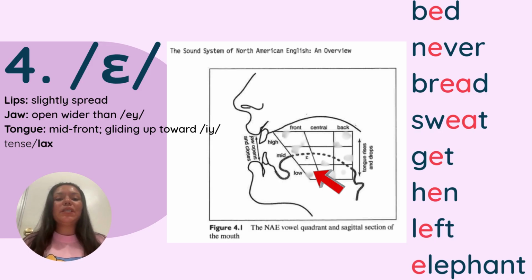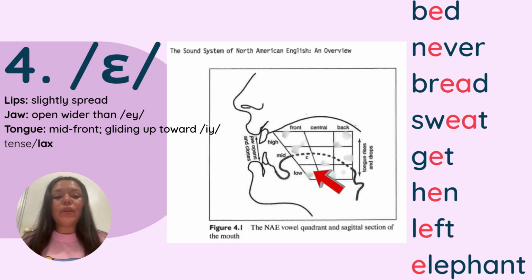The fourth phoneme that I want to speak to you about today is the E sound. When I'm making the E sound, my lips are slightly spread. My jaw is also open a bit wider than with the A sound. My tongue is in the middle front and it glides up towards the E sound. This is also considered a lax vowel phoneme. And if we look at it here, it's kind of central in this quadrant.